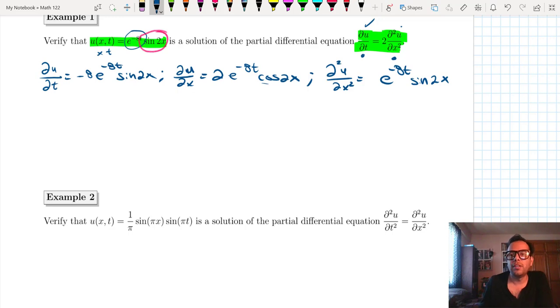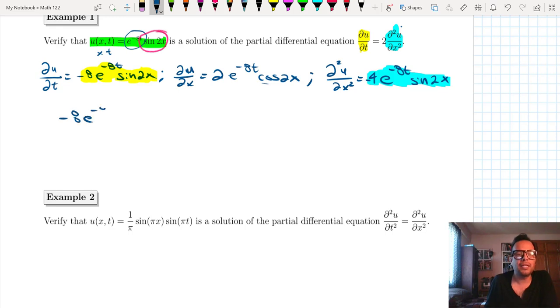And the 2 from the mini chain rule gets multiplied with the 2 that was already there, plus the minus sign gives us a negative 4. Okay, so let's highlight each derivative with a different color so we can plug in where they correspond on the PDE. So we are going to plug that in here, and we are going to plug this in here.